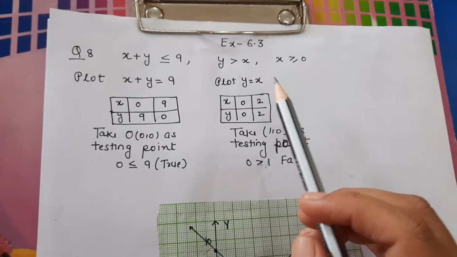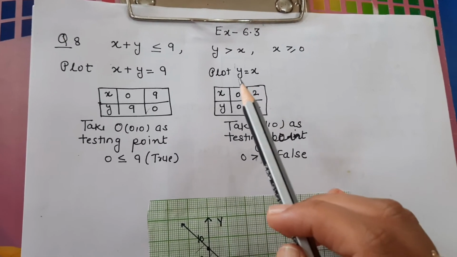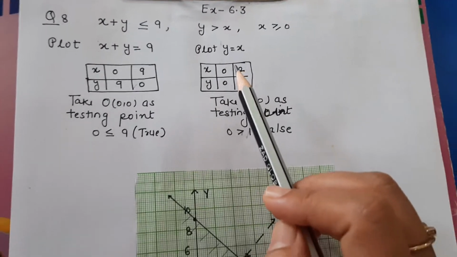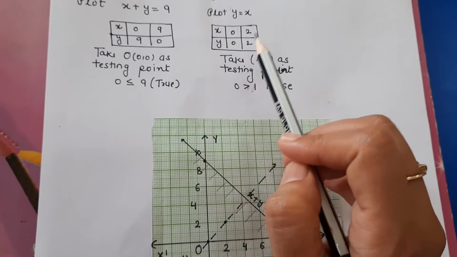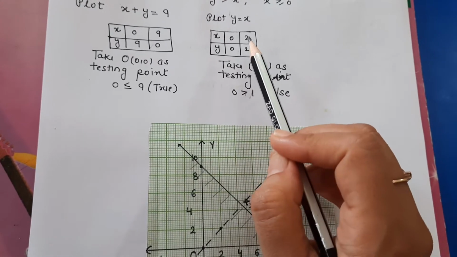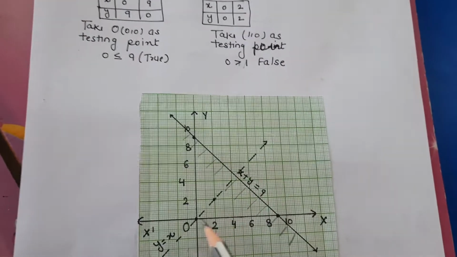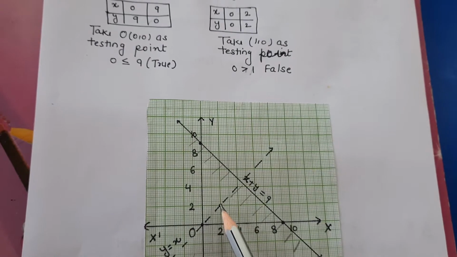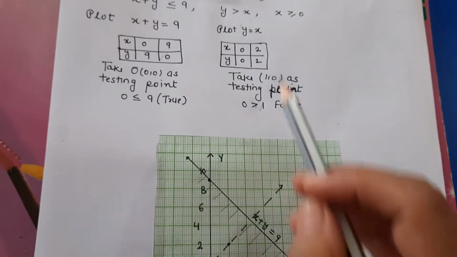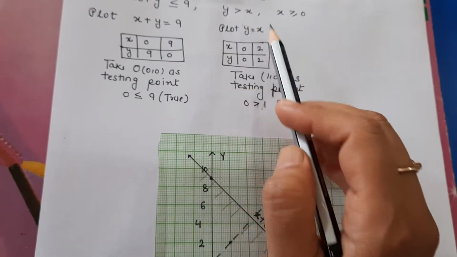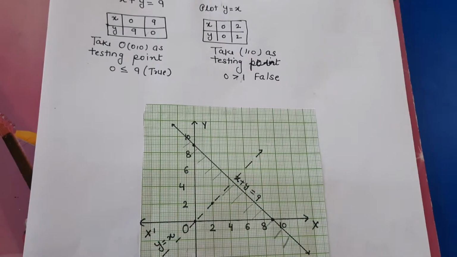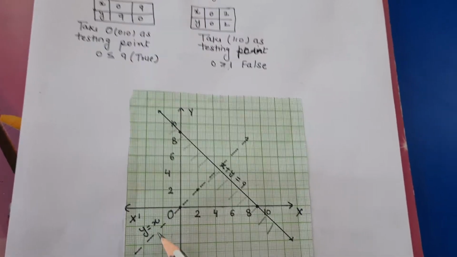After plotting, the second line is y is equal to x. You take x 0, y will be 0. If you take x 1, y will be 1. I have taken x 2, so y will be 2. So this is 0, 0 and this point is 2, 2. Join a dotted line because here you have the strict inequality, right? After plotting the line, write its equation y is equal to x.